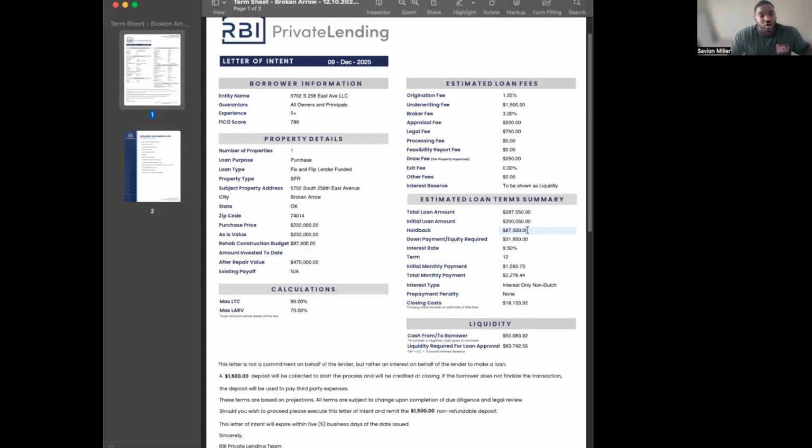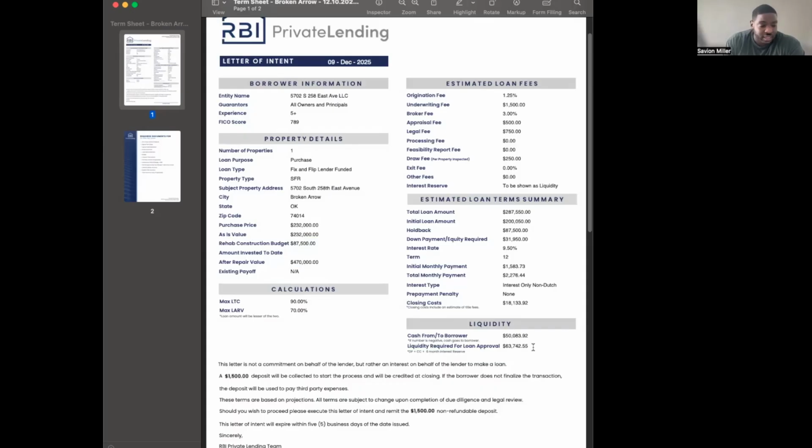So it may be 3 draws, it may be 5, it may be 2. It's dependent on that particular borrower. Then you see the down payment here. And if you come down here, the liquidity required is 63,742. This is what's going to be shown within certain bank accounts that you have. If you have brokerage accounts like a 401k or stock account, they'll take like 60-70% of that value. And if you have a business account and also a personal account, they'll take that. It just needs to add up to 63,742.